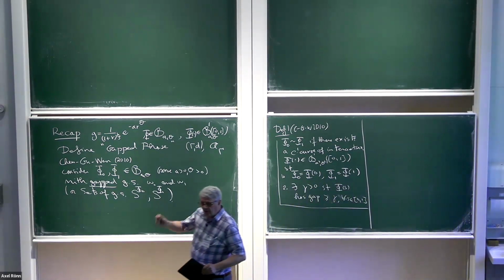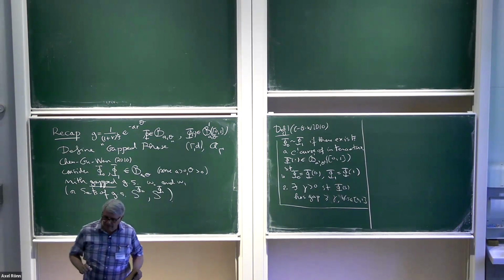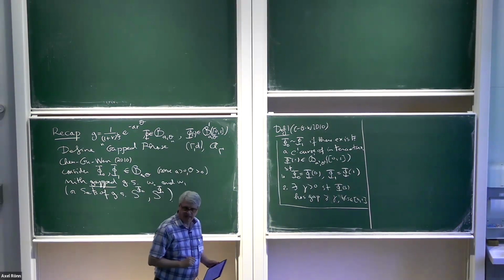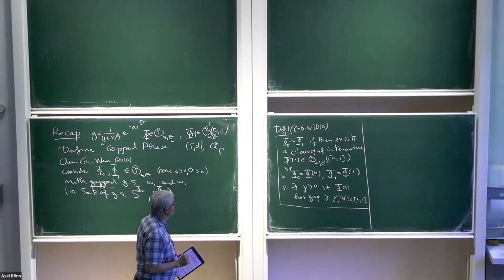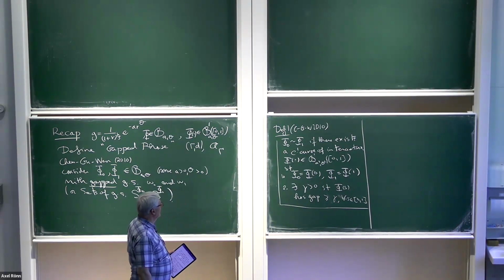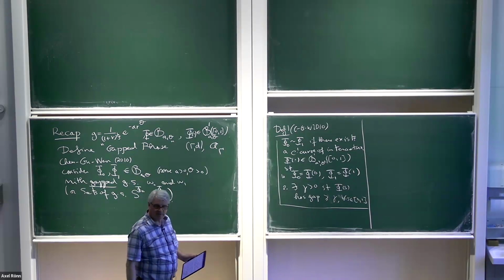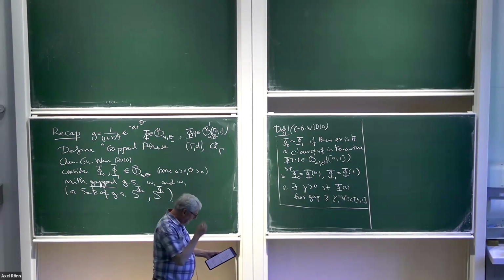If you concatenate curves, then you may have to modify them a little bit to make it differentiable and so on. But this is all kind of minor details, easy things to do. You can check this is an equivalence relation, and that's what Chen, Gu, and Wen meant when they talked about uniformly gapped curves of Hamiltonians.